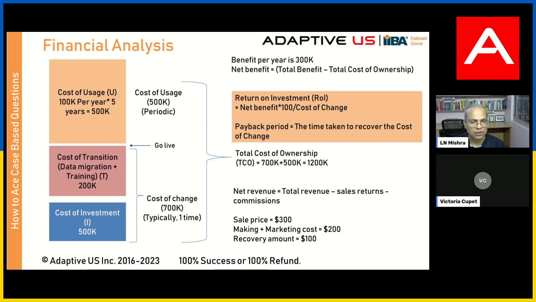When you combine all these costs, you come up with a number called total cost of ownership, which you might have heard as the acronym TCO. Then obviously, with any investment we make, we expect benefits. That's why we are investing. You could calculate the benefits on a yearly basis and add them up for the number of years that you are considering. Then you have a formula called return on investment, which is net benefit times 100 divided by cost of change. Net benefit is typically calculated as the total benefits you're expecting minus total cost of ownership.